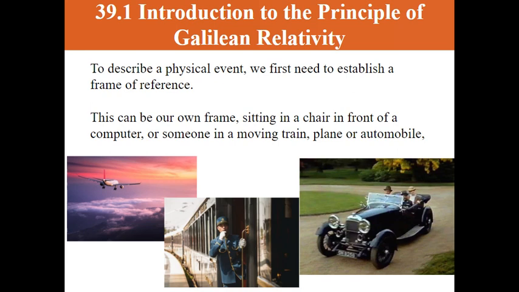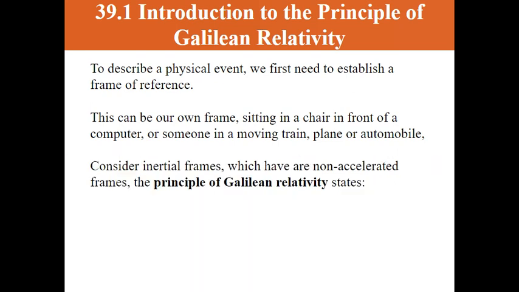Whether it's just you standing in front of your computer screen or sitting on the couch, or your friend on a plane, a man on a train, or Hercule Poirot from Agatha Christie's detective novels in his trusty automobile, people in different frames can all be observers of a physical event. And let's establish that these frames are inertial. That just means that they're not accelerated. So if you're in a non-inertial frame, you will see things accelerate without an external force. If you're standing on a merry-go-round, that is not an inertial frame.